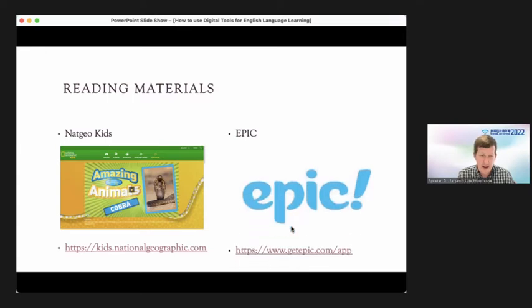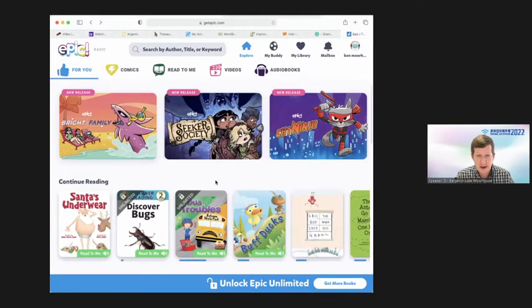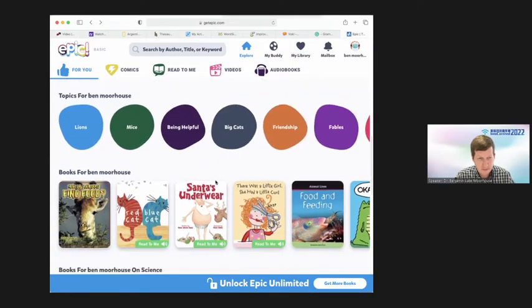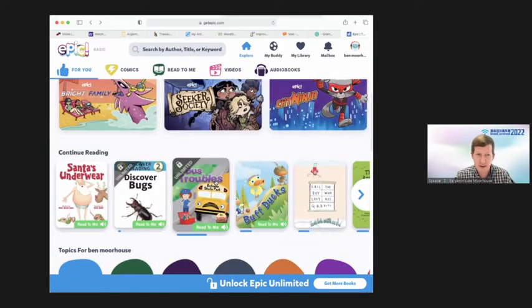And another one, if we're looking for books that might be easier for us to read, is Epic. So Epic is a big online library that some of your schools might use that has many, many books that we can read. Now, there is a subscription for Epic, but they also have a free version that has some books that we can read every month. So I don't subscribe to Epic, but I can still find many, many books that I would be interested to read. I just have to remember that I can't read that many books every month, okay?